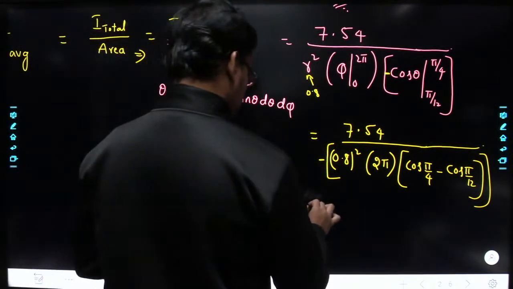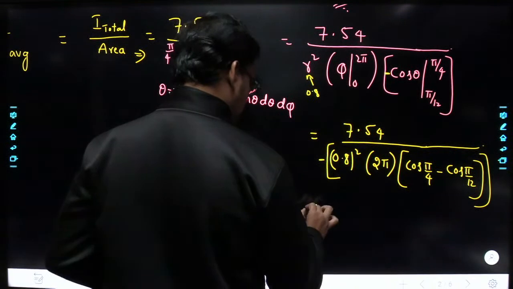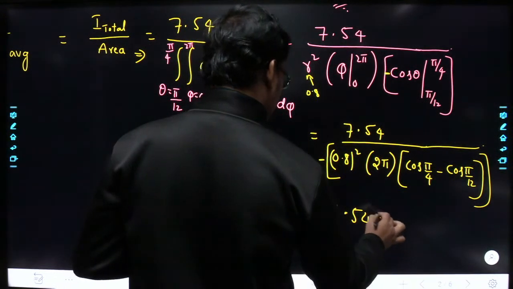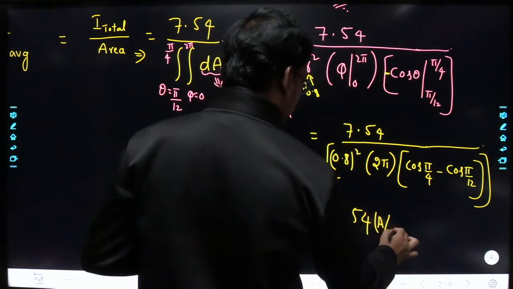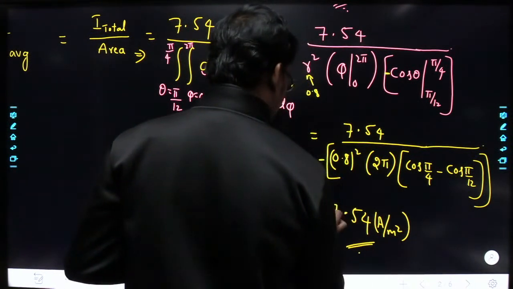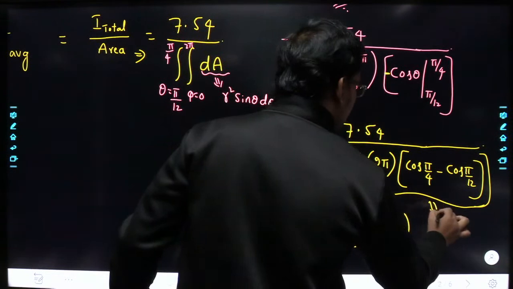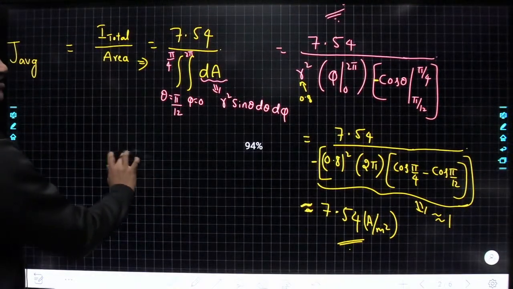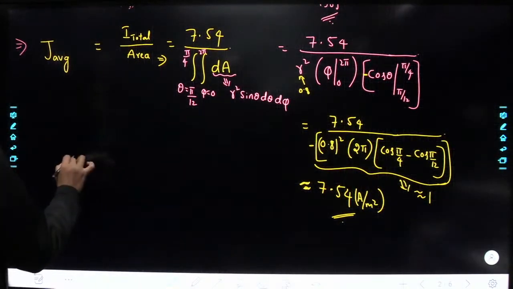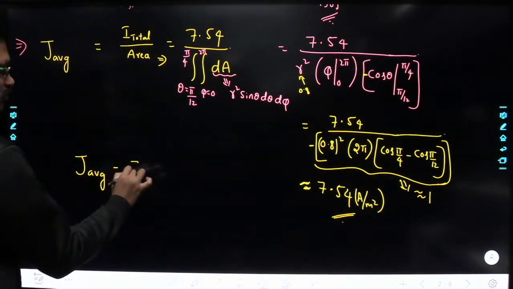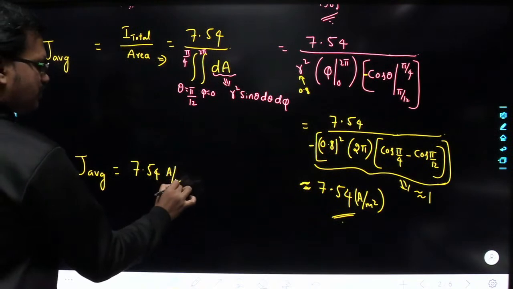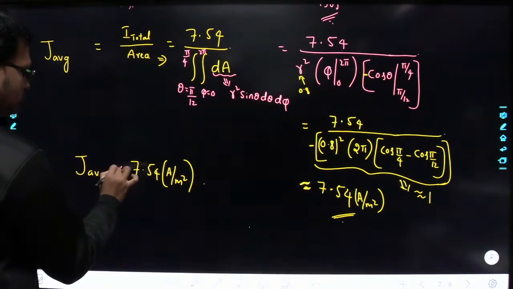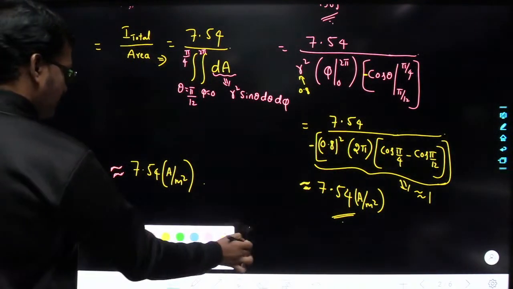So you will get approximately the same value here. You will get approximately 7.54 ampere per meter square. So this is the average current density here. This total value you are going to get approximately 1. So current density J average is equal to 7.54 ampere per meter square. So approximately you are going to get the same value for I total and average current density, right? Okay.